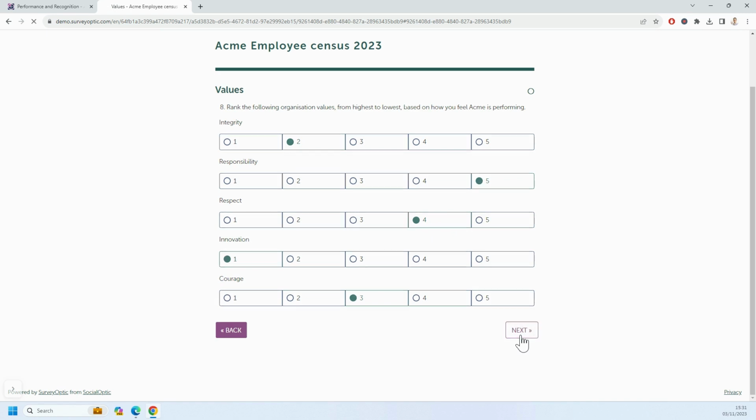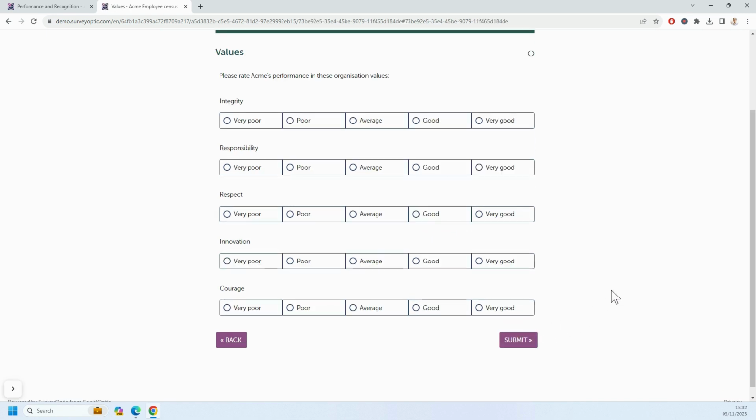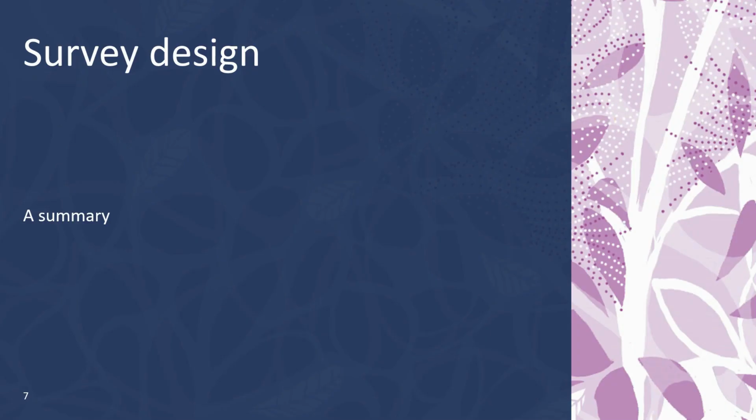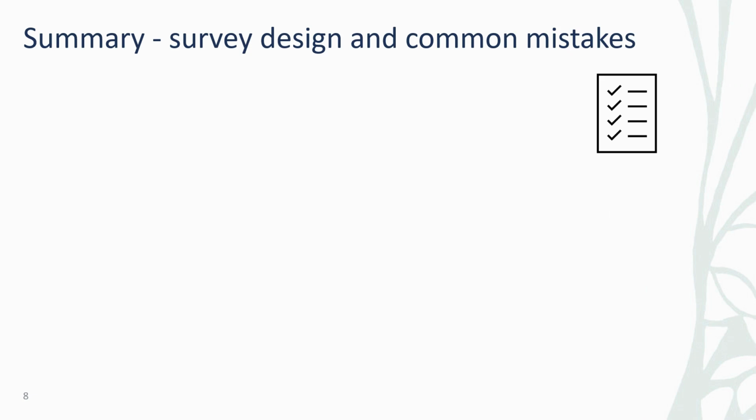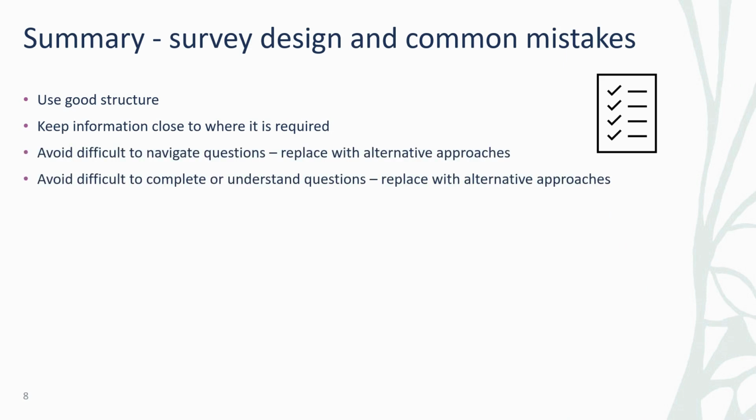Where possible, it is better to split questions like this into multiple questions. This can be done using multiple choice questions or Likert scales, such as in this example. In summary, to keep your survey accessible and the best experience for everyone, use good structure, keep information close to where it is required, and avoid questions which are difficult to navigate, complete, or understand, and replace them with alternative approaches.